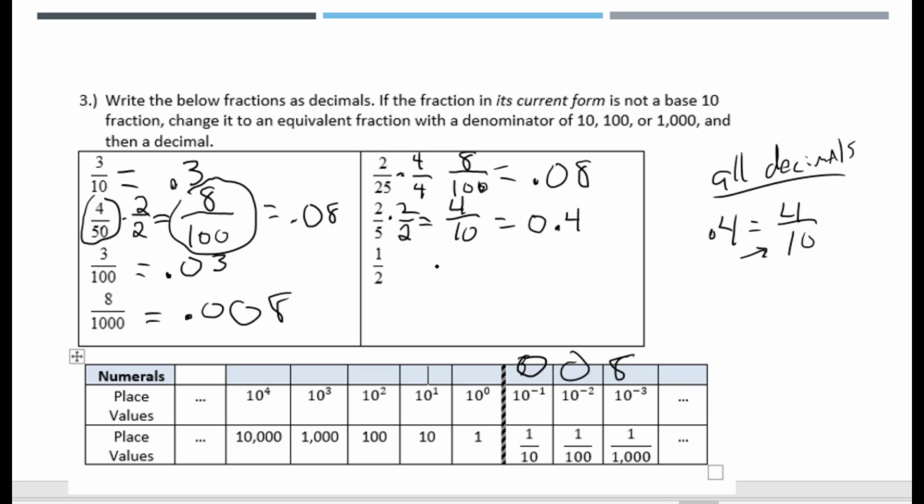1/2, I can get to 10, which is 5/10, because I know what half is, right? Half. Or multiply it by 5/5, which is 1. And any number times 1 is itself. So this would be no ones, decimal 5 in the tenths place.